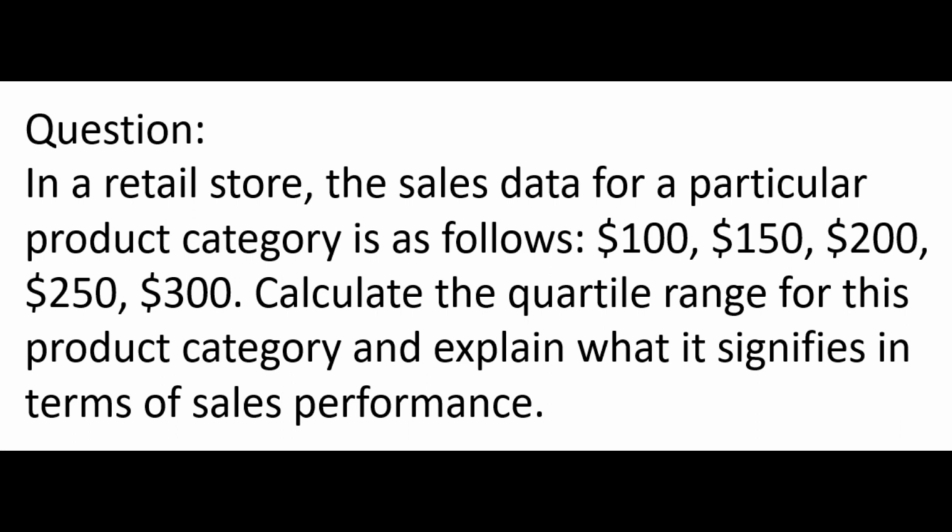Here comes a question. In a retail store, the sales data for a particular product category is as follows: $100, $150, $200, $250, and $300. Calculate the quartile range for this product category and explain what it signifies in terms of sales performance.